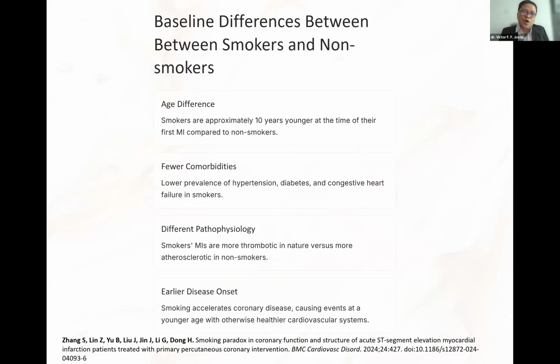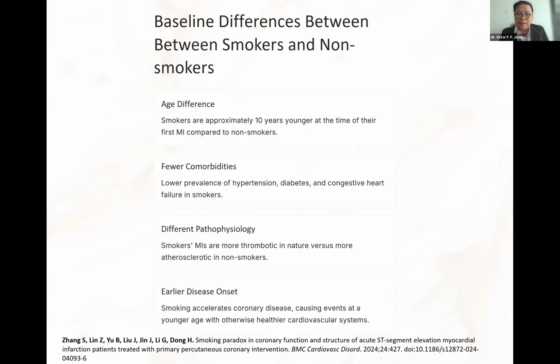How about the baseline between smokers and non-smokers? In age difference, smokers are approximately 10 years younger at the time of their first myocardial infarct compared to non-smokers. Fewer comorbidities: in smokers, there is a lower prevalence of hypertension. Smoker MIs are more thrombotic in nature versus more atherosclerotic in non-smokers, which is the different pathophysiology part.